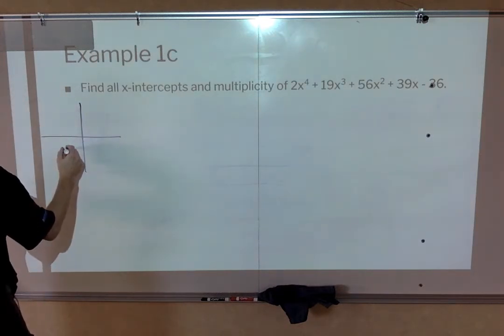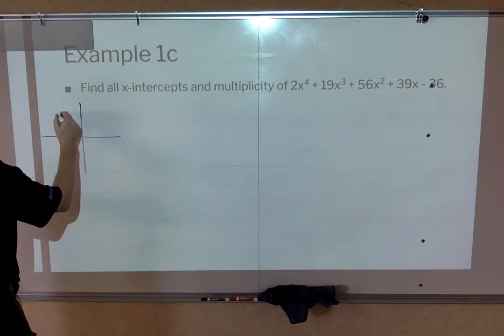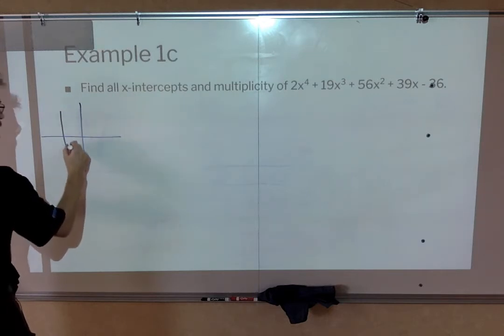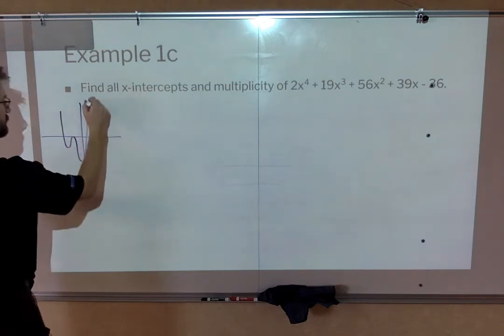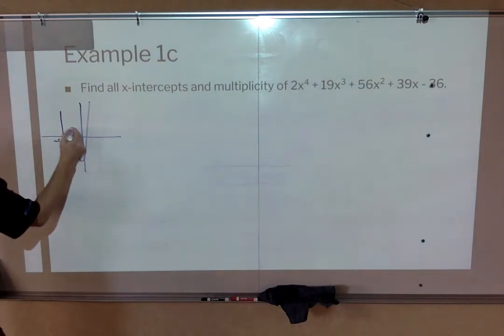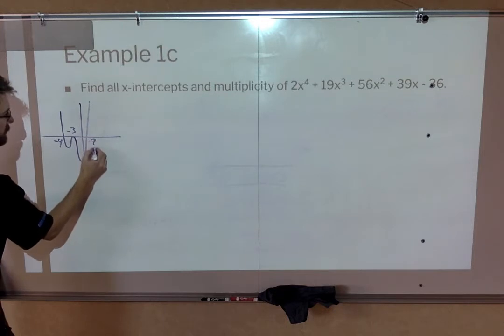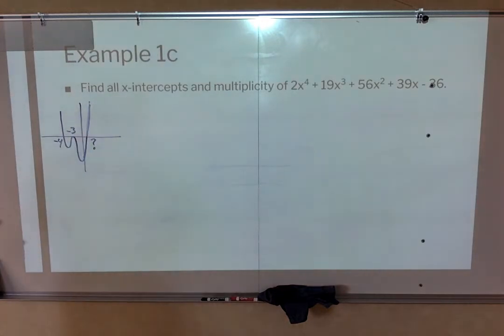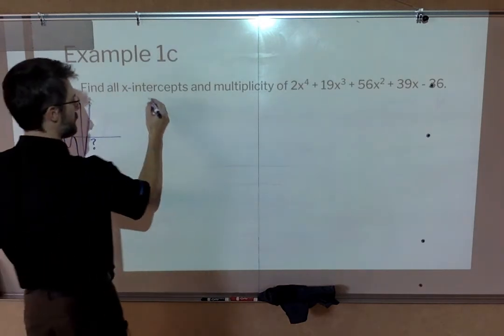All right, so how did that one look again? Was it like this? Something like that, where this was at negative 4, this was at negative 3, and we were not sure about that one. That one's somewhere in between. All right, so I'll take out the negative 4 first.